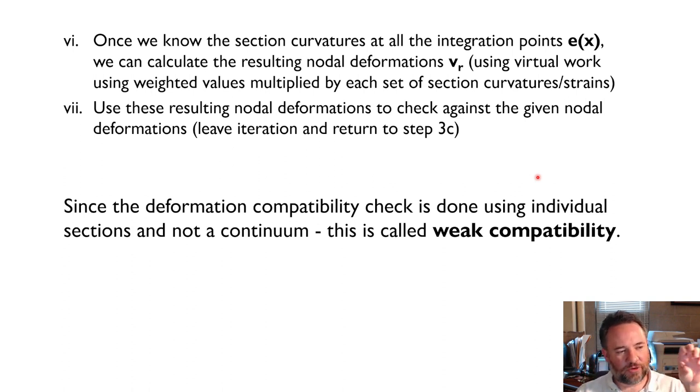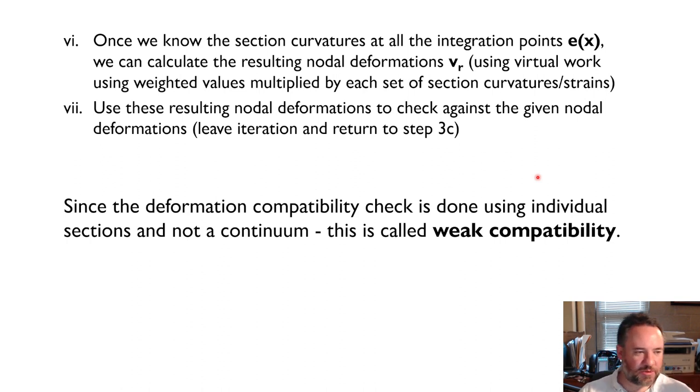Then once I have all of those axial strains and curvatures, I put them all together using Gaussian quadrature to figure out what the end rotations are and check those against what OpenSees gave me. So that's a complicated explanation, but basically, since the deformation compatibility check is done using individual sections, and I use that quadrature process at all the integration points, where I weight all of them and put them together to get the end rotations, I'm not guaranteed to have compatibility. So that's why this one is called weak compatibility.